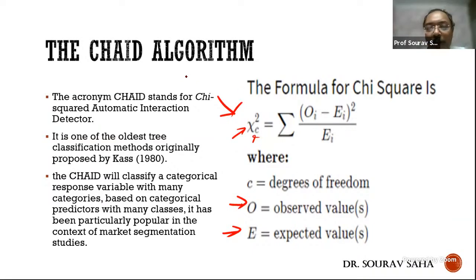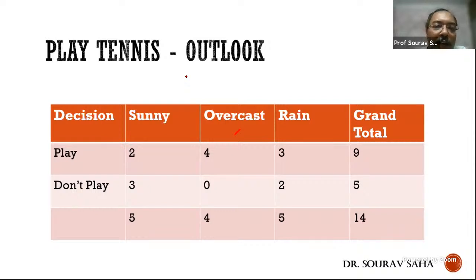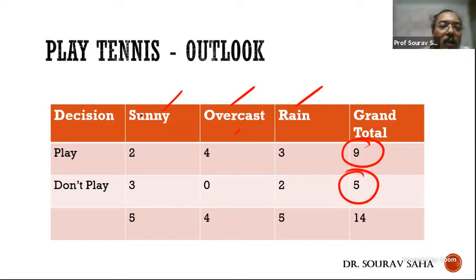First, let me look into my data. Let's look at the variable outlook. There are 9 cases for play and 5 cases for don't play. This variable outlook can be split further into sunny, overcast, and rain. When it is sunny, 2 cases say play, 3 cases say don't play. When it's overcast, 4 cases say play, none say don't play. So if you split by outlook and come to the overcast node, the decision is already very clear: go out and play. The third one, rain: 3 cases say play, 2 cases say don't play.